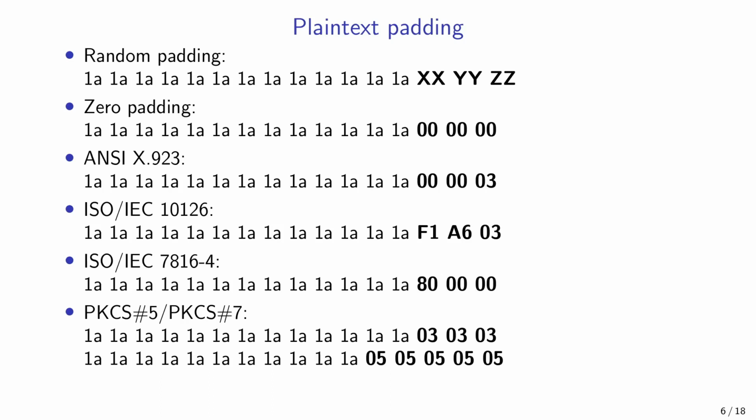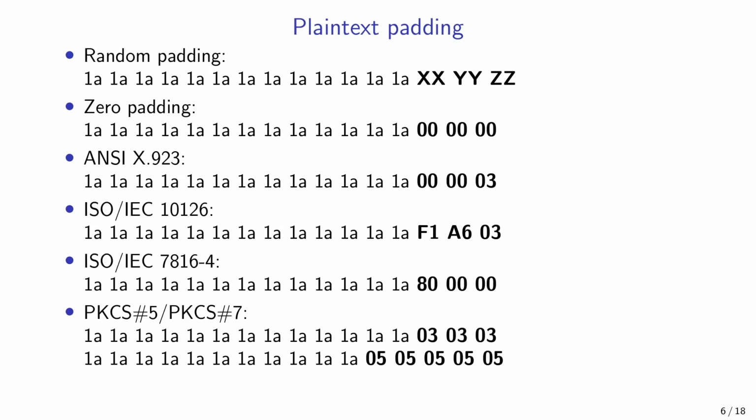PKCS padding is what we commonly use in cryptography. In each padding byte, we specify how many padding bytes were added. If we add 3 padding bytes, we specify value 3 in each byte. If 5, then the value 5, and so on.